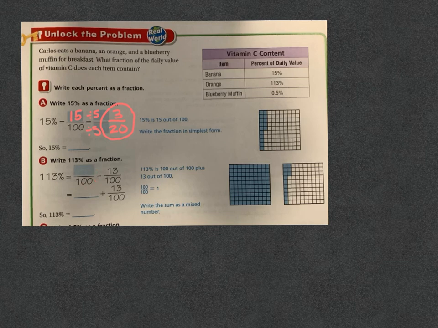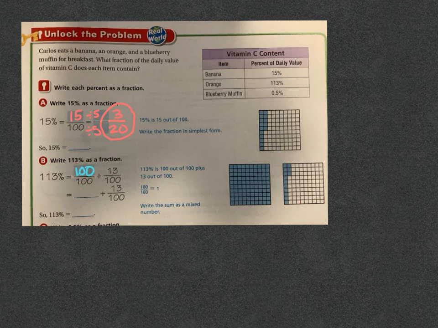But remember, last lesson, 113 is spilling over the 100. We have 100 here and then 13 more in another 100 block. So let's go ahead and split these apart and say this is 100 plus 13. So we have the full amount here, 100, plus the 13 here out of 100. So 100 100ths would be a whole thing, plus what's left of 13 100ths out of the next one.